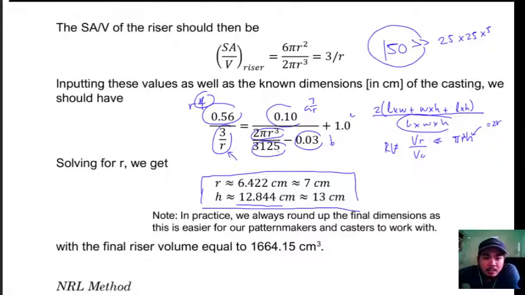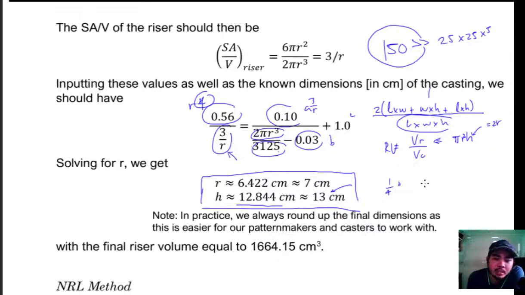Kasi ito kasi yung mako-compute natin na riser design, we give it to the pattern makers. And yung pattern makers, hindi na natin sila papahirapan, no? Kasi kung kunwari bibigyan mo 12.844, gagawa sila ng isang cylinder na 12.844, it's very arduous, no? So just give them 13 cm. So round it up, and if kunwari naka-inches kayo, you give them values that is divisible by ano bang ginagamit nila? I think 1/4 of an inch.